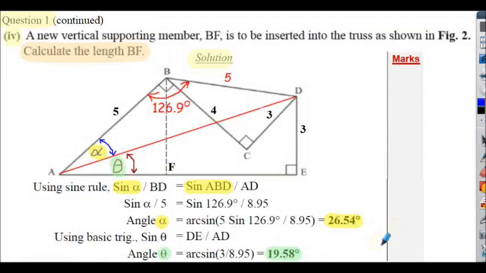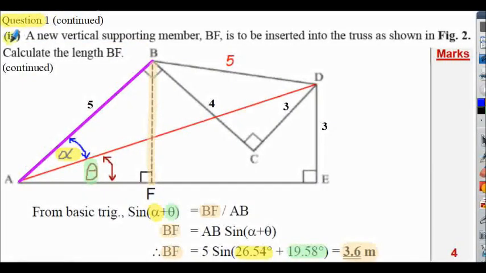Angle theta is found from basic trig. Solution continued on the following slide. So question 1, part 4, solution continued here. Finally calculate length BF. Use basic trig here.